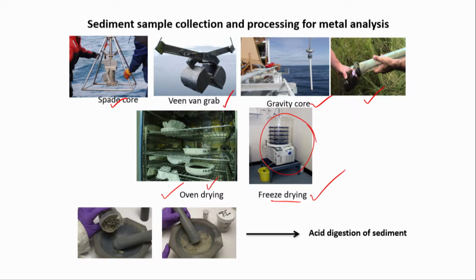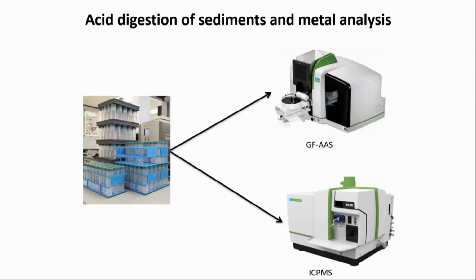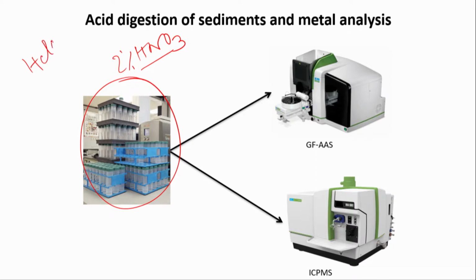After we dry the samples, we grind them in a mortar and pestle, and then we go for acid digestion. The procedures I will be providing, so you don't need to worry about that. After acid digestion, we get all the samples in 2% nitric acid. So this medium is fixed; it is 2% nitric acid. The digestion is usually done using perchloric acid, nitric acid, and hydrofluoric acid. We use this mixture to digest the sediment sample.